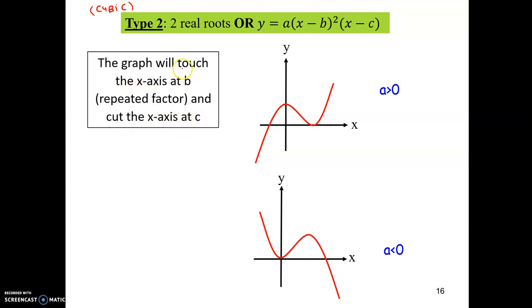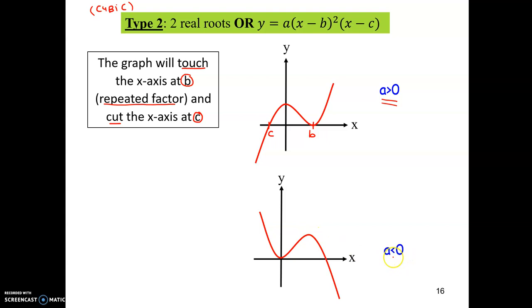So if you read this carefully, we have touch at b. So this is for the repeated root, and we have cut at point c. Okay, so what we mean is that if we have this kind of graph, this is for a greater than 0, so it will touch and cut at two different points. Why do we call this touch? Because we simply touch before we reflect back. So this is the point b, and this is the point c.